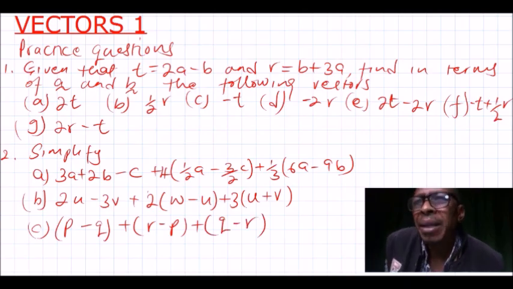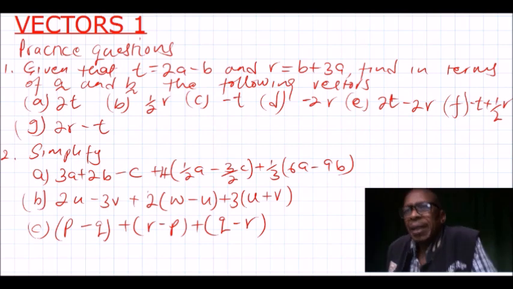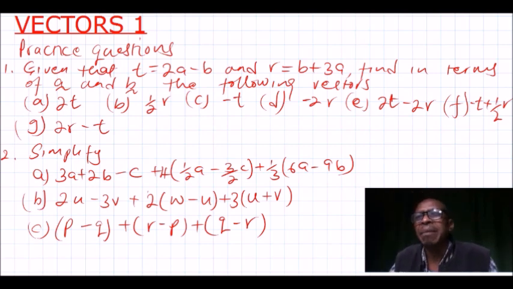Remember, this is introduction of vectors, and you have to understand the basics of vectors so that even when you get to vectors in Form 3, you have understood the basics. So the next lesson we are going to deal with column vectors and position vectors. And then you see what are position vectors and column vectors.